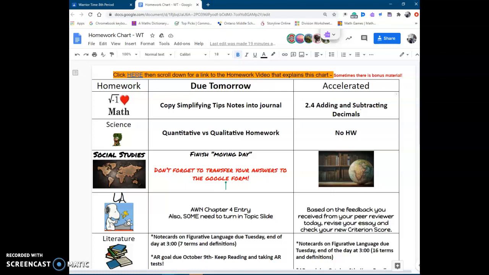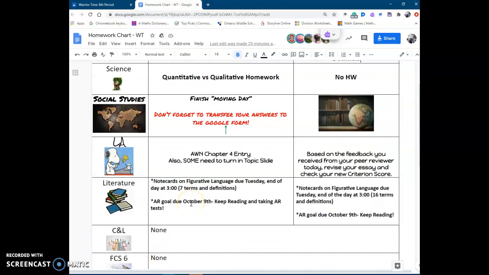What you have in accelerated language arts is based on the feedback you received from your peer reviewer today. Revise your essay and check your new criterion score. In literature, our note cards for our figurative language, those are due at the end of the day tomorrow. You have 7 terms, and definitions. You also need to get these written in your literature journal as well.